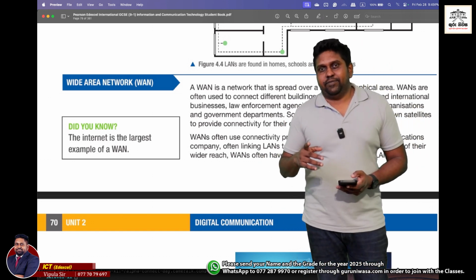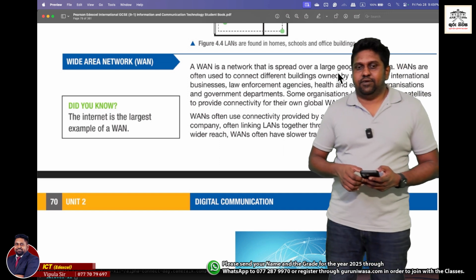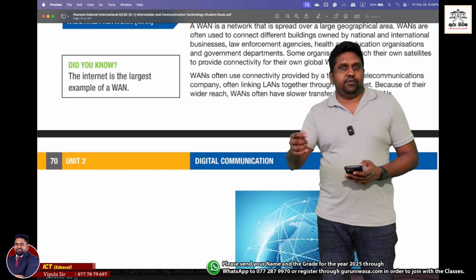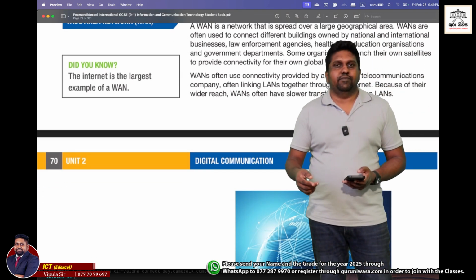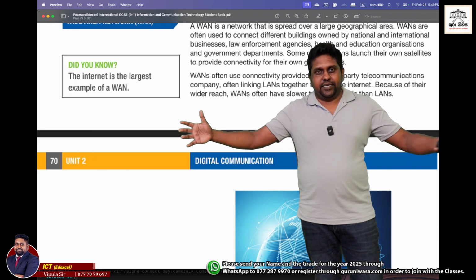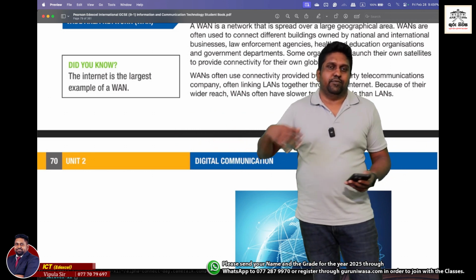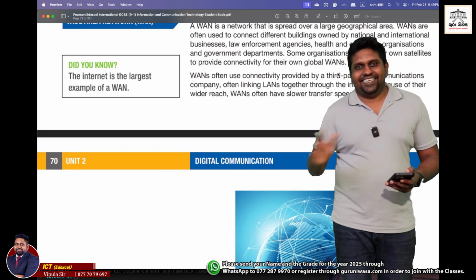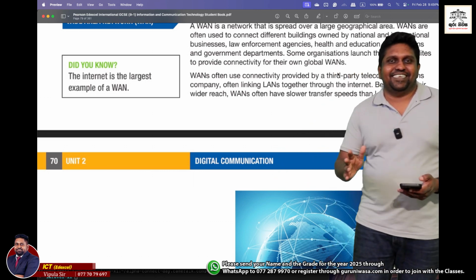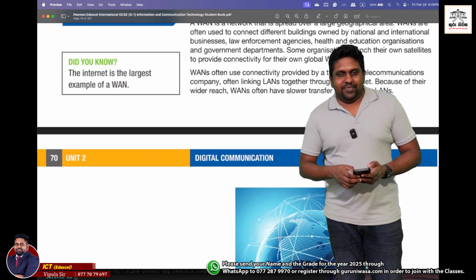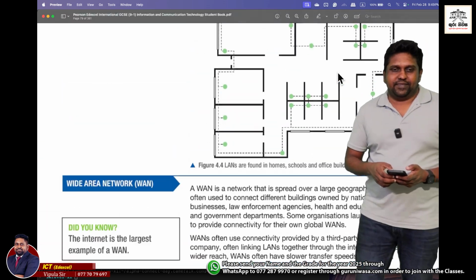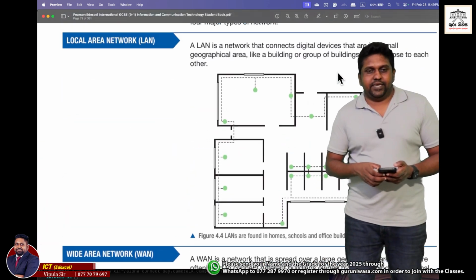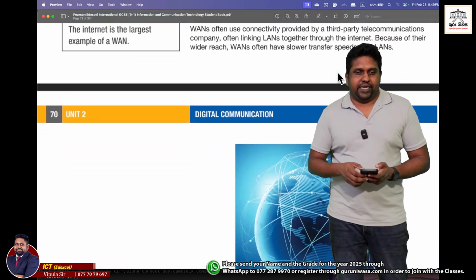But remember, this WAN is not something similar to this network cable. What the WAN does is, it connects the networks together. So my network and Dinal's network will be connected, and that's it. That's how the connectivity works. So that's the idea behind LAN and WAN.